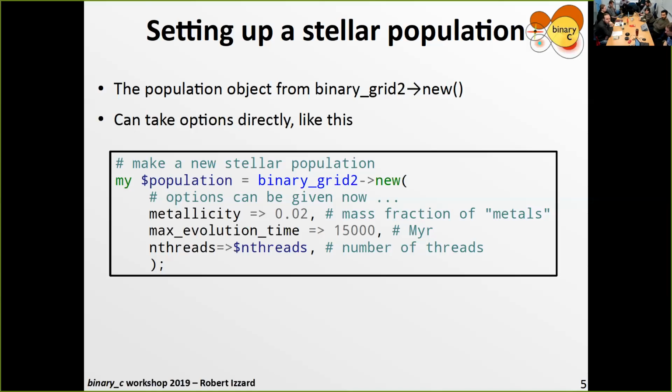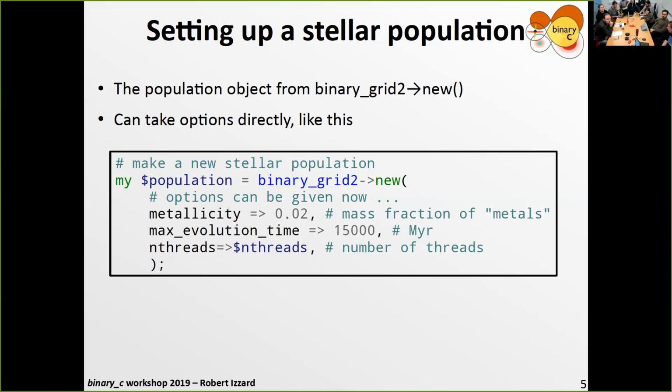So in the template, what we do is set up a population of stars. To make a new stellar population, you do the usual object-oriented thing: you call binary_grid2, which is the module, and then you say you want a new object. In this case, I'm calling the object population. In Perl, you put a $ in front of variables. It looks old-fashioned, but it works. And you can give it options for that population. So I've given it here that the metallicity is 0.02, and it evolves up to 15,000 megayears. It's roughly the age of the universe.